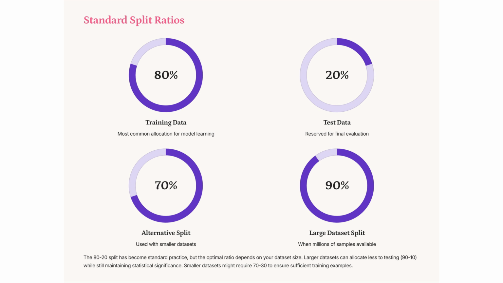The 80–20 split is standard for training and testing data, ensuring models learn effectively while being evaluated on unseen data. For smaller datasets, a 70–30 split may be necessary to provide enough training examples. Conversely, with large datasets, a 90–10 split can suffice, maintaining statistical significance with fewer test samples.